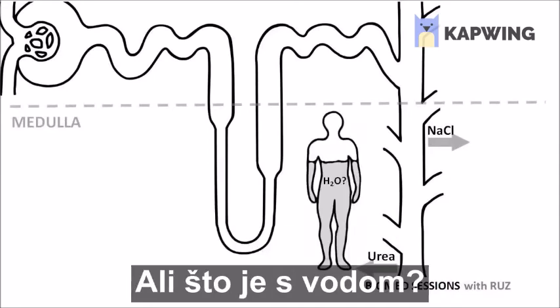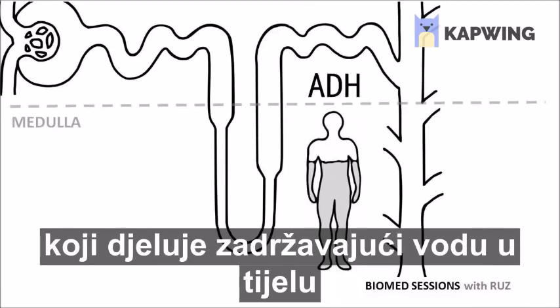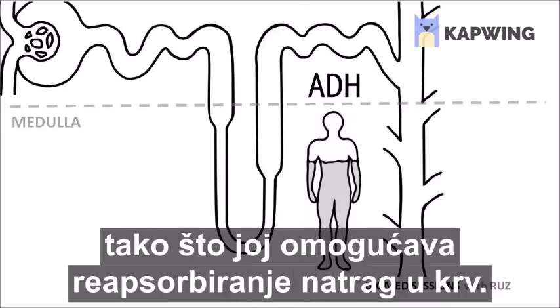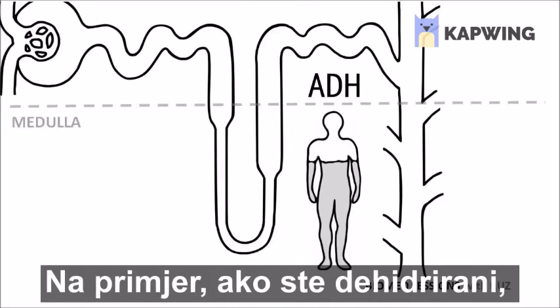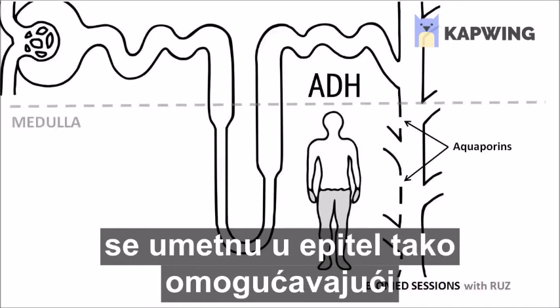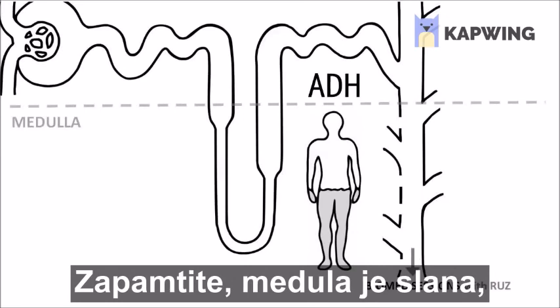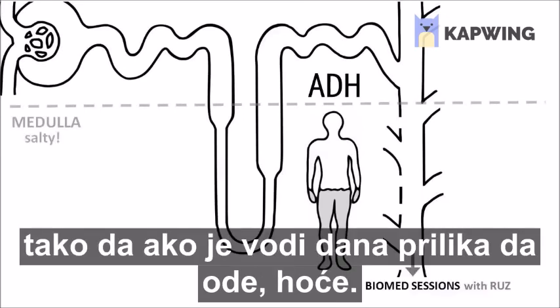But what about water? Levels of water in the collecting duct are regulated by the hormone ADH, which acts to retain water in the body by enabling it to be reabsorbed back into the blood. For example, if you are dehydrated, ADH allows aquaporins, aka water channels, to be inserted into the epithelium, allowing water to be reabsorbed back into the blood. Remember, the medulla is salty, so if water is given the opportunity to leave, it will.